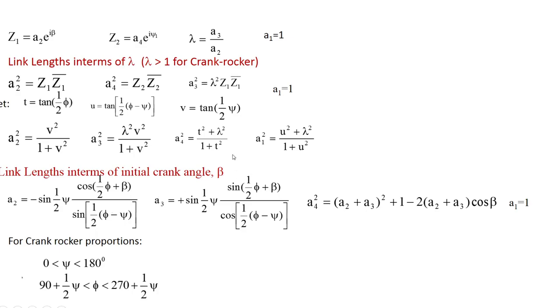instead of using lambda as the parameter, you can use beta as the parameter, and you will end up with A2 equal to sine one half psi, cosine one half phi plus beta, sine one half phi minus psi, and A3 is equal to this term, and A4 is equal to, this is nothing but the cosine theorem in the extended position, okay, and A1 is equal to 1. In this case, beta is the parameter, and you have an infinite set of solutions, some of which will not satisfy crank-rocker proportions.